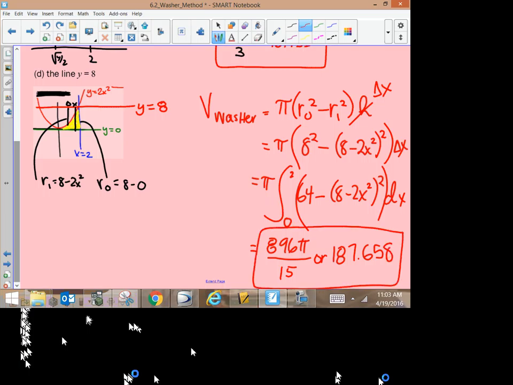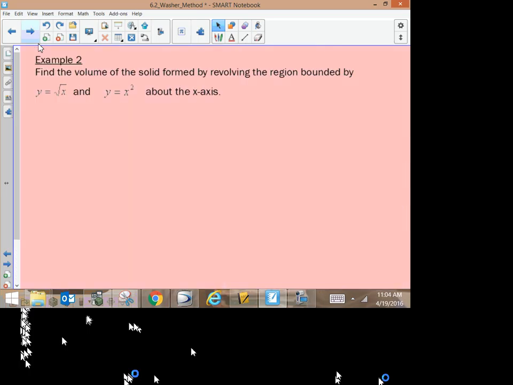Either one of those. Well, if you're doing it by hand, you have to multiply this out. I don't think you're going to want to use substitution for integration if you don't have it. Okay? All right. That was kind of scary. Let's try another one.